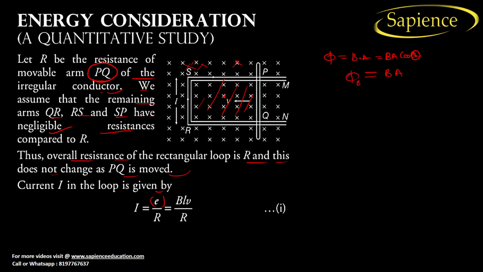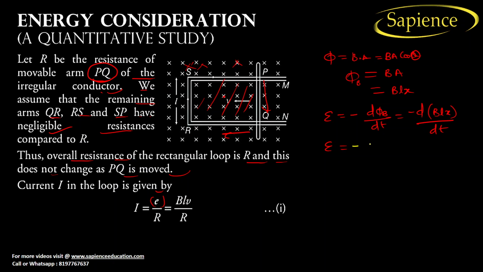So what is the area? If this length is L and this distance is X, we can write the area as L into X, so flux is B into L into X, right? Now if we try to find the EMF, EMF is equal to minus d phi B by dt, right? So here, minus d of B L X divided by dt. We can write it like this.